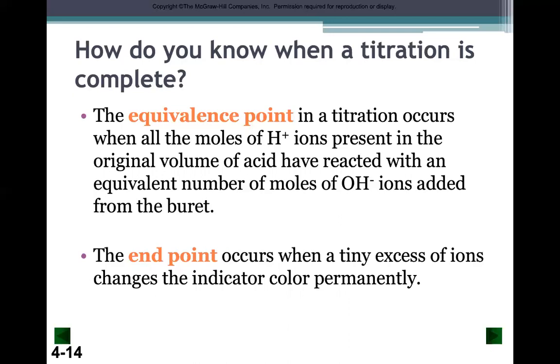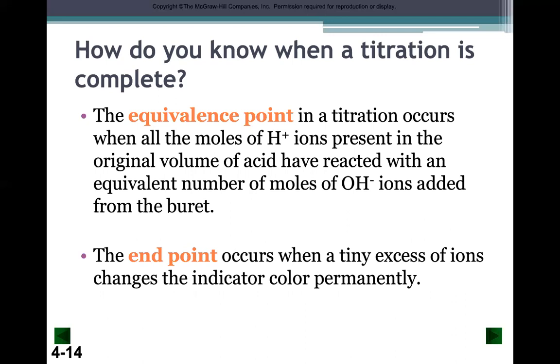Now, the end point, which we did in part 1 of the lab, is when you put an indicator in the beaker or in the solution, and we go just barely past where they're exactly equal, and we get a little bit of excess of something, and it makes the color change occur. So in the case of our lab, we put phenolphthalein in there, and we added sodium hydroxide until we went just barely past those being equal, and we get a little excess OH that causes that pink color.